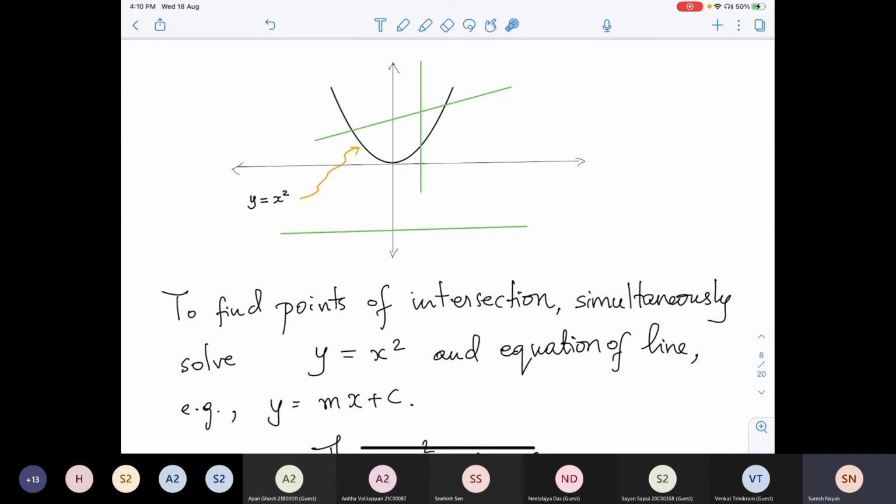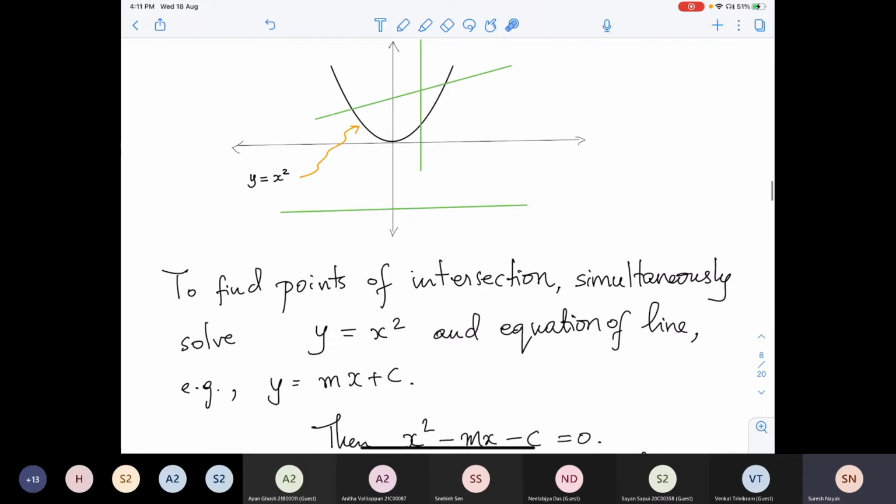Okay, so to do that, let's start with a somewhat generic situation. And the generic situation would be to draw an arbitrary line. So take an arbitrary line and cut it with the parabola. And let's see what the points of intersection will be. So how do we find the points of intersection? Basically, we simultaneously solve the two equations. One is the equation of the parabola, and one is the equation of the line. So the equation of the parabola is y equal to x squared, and the equation of the line is y equal to mx plus c.